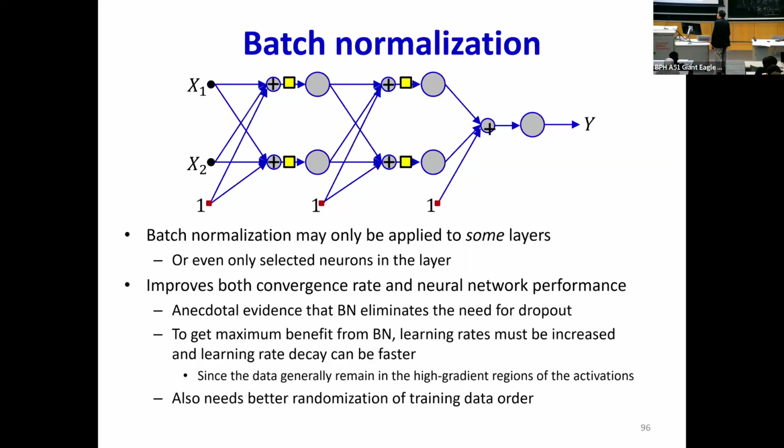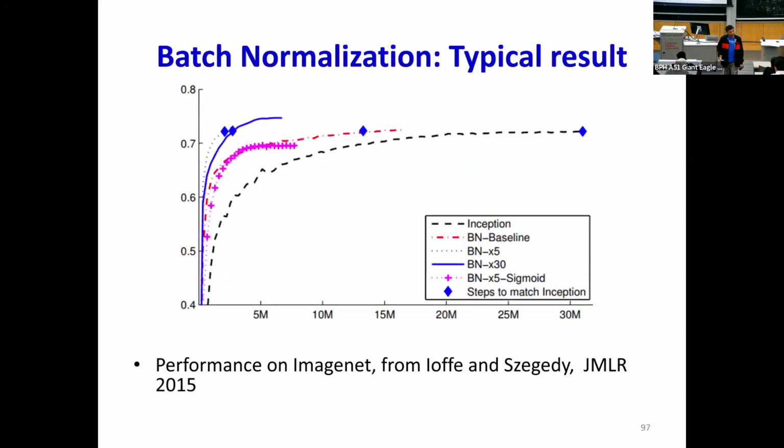And to get the maximum benefit from batch norm, it turns out that we need larger learning rates, because you're normalizing everything. The derivatives behave more nicely, so you can increase the learning rate and have things converge faster. And you need randomization of the data for this to work. As we saw, if the batches look very similar, the gradients can vanish.